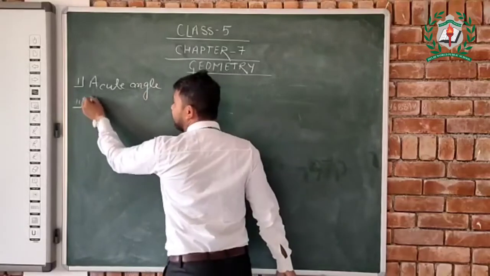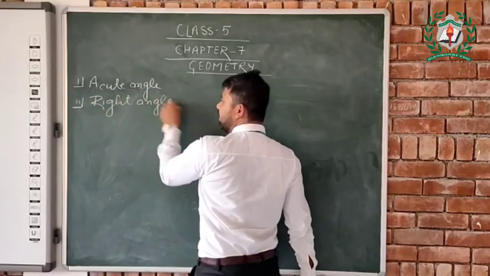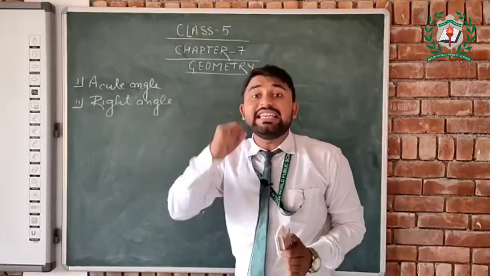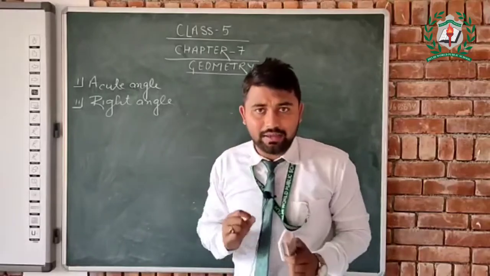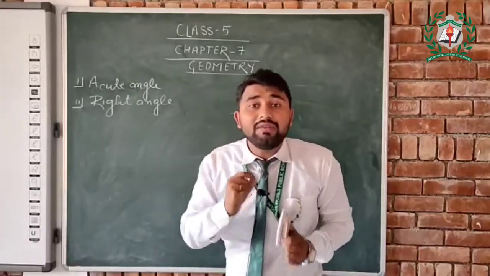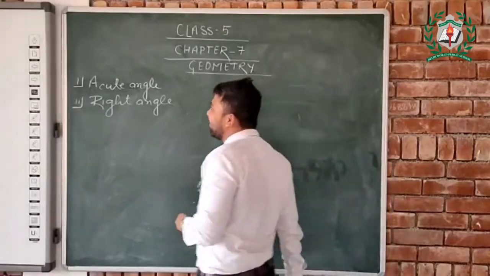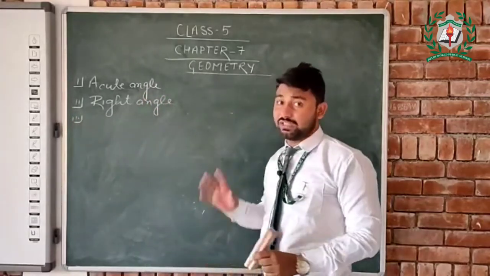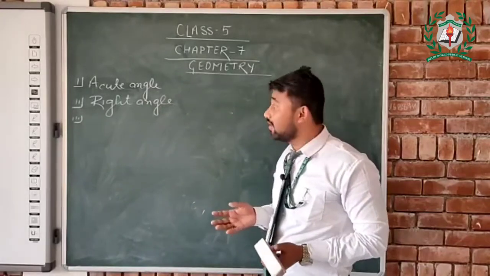Now the second one is right angle. Right angle means what? An angle which is equal to 90. Again I am repeating: an angle which is equal to 90 is a right angle. Very good. Now the third is very simple. Both angles were very simple. Let's see whether the next angle is simple or difficult.